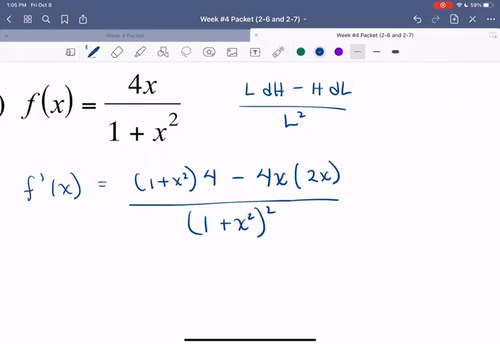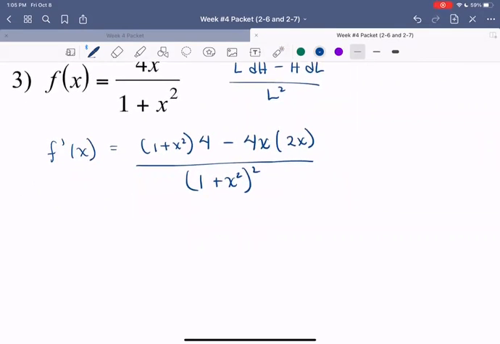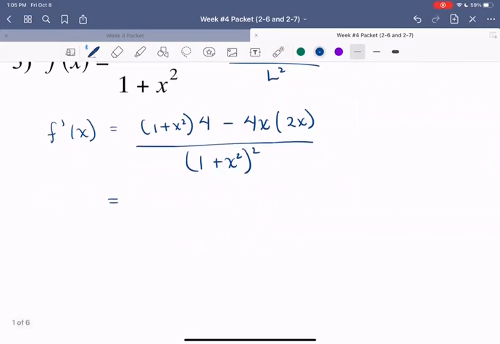And when you're ready, I suggest you combine or multiply out our terms here and try to simplify in the next step. Pause the video to do so. And when you're ready, let's look together. So what we can do here is multiply this 4 into each term, and then multiply out this 4x times 2x. So what do we get? We get 4 plus 4x squared minus 4 times 2 is 8, x times x is x squared, all over (1 plus x squared) squared.